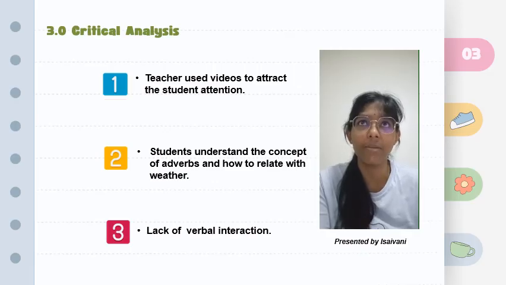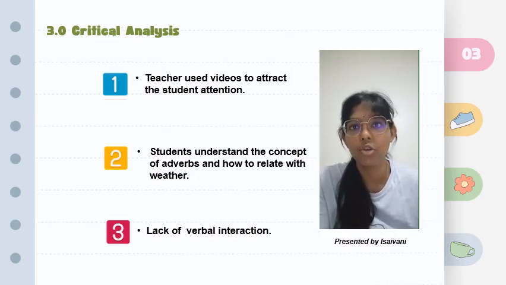And actually our students understood the concept very fast, because when we asked them to write the sentences in the chat box, they were able to write the sentences. Okay, number 3 is less verbal interaction. The challenge for us is we hardly have verbal interaction, because our main skill is writing. So we wanted our students to write their answers in the chat box. So that's all for critical analysis.